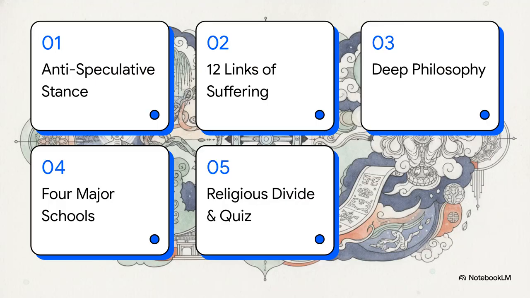Here's our exact roadmap for today's explainer. We'll start with the foundation, which is the anti-speculative attitude. Then, the mechanics of suffering through the 12 links. Next, we'll unpack the deep philosophical implications, followed by the 4 philosophical schools. And finally, we'll cover the religious divide and wrap up with an interactive quiz.